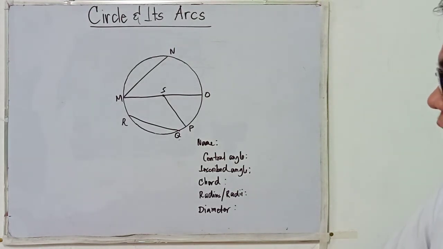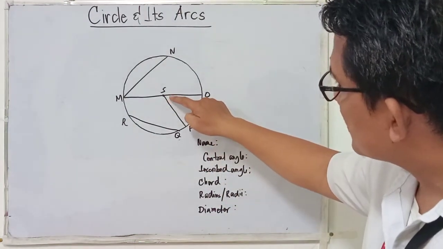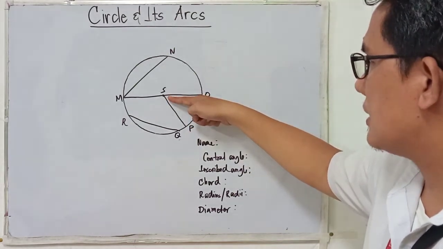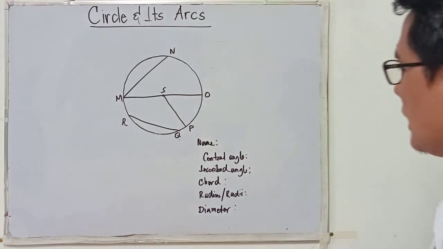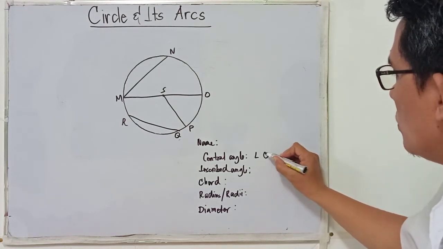Identify the central angle, the inscribed angle, chord, radius or radii, and the diameter. So let us go to the first one, the central angle. The definition of the central angle is that its vertex is at the center. Since this is the vertex here, the vertex is at point S, because that is found at the center, so our central angle is angle OSP.